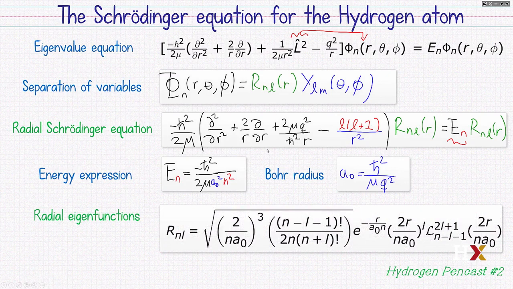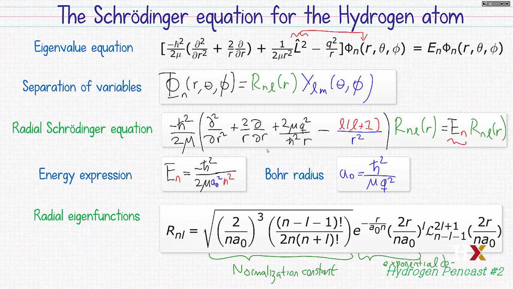So the radial eigenfunctions that satisfy this differential equation have basically three pieces. The first piece, in this square root, is just a normalization constant that depends on the Bohr radius and the quantum numbers n and l. Here we also have an exponentially decaying piece that depends on r, as you can see here. And this is modulated by a family of special functions that we call the Laguerre polynomials. Okay? And we see here that the Laguerre polynomials depend on the quantum numbers n and l, and they have as an argument r over n times a0.